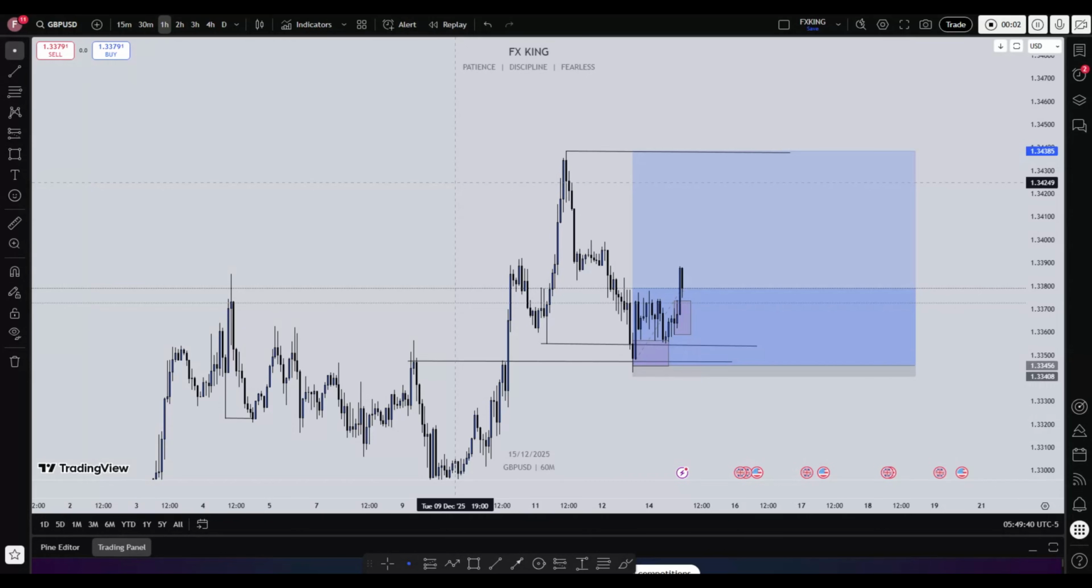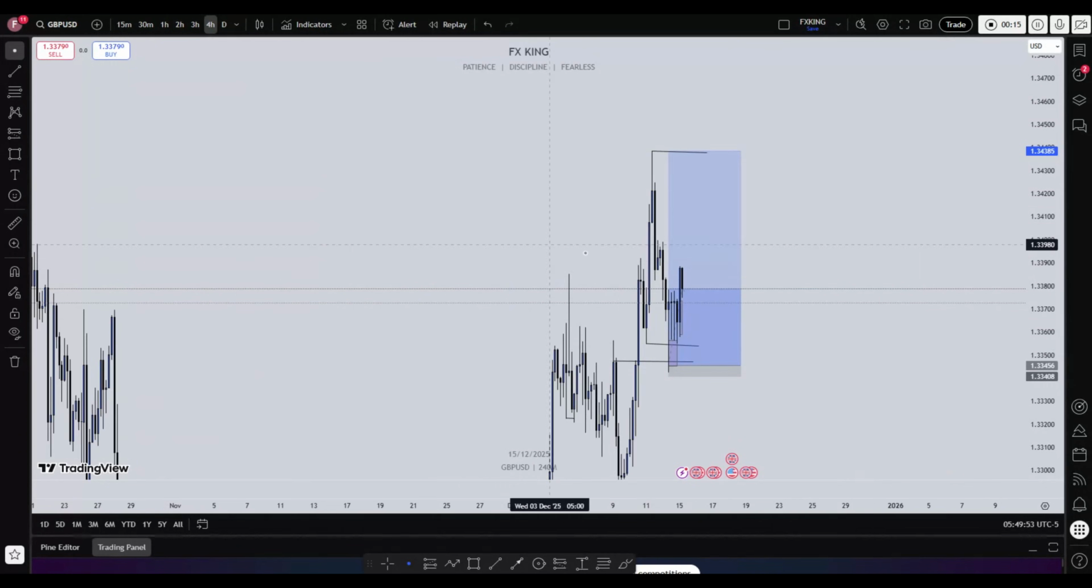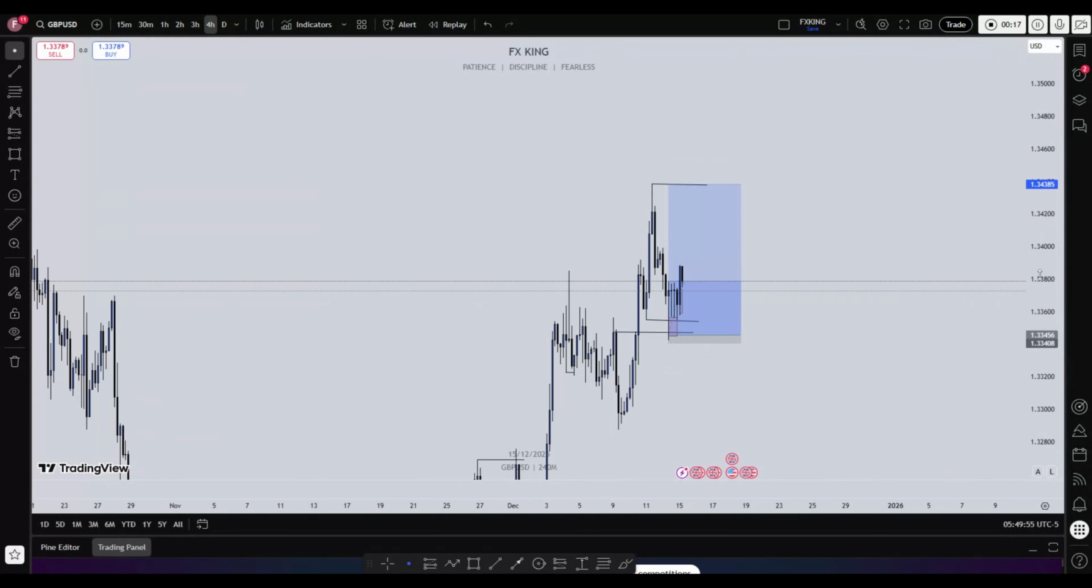So in this video, I'm going to be showing you this setup we have here on GU, and what we're expecting for GU in this series. I'm going to show you how you can get an entry into this setup and how you can make money trading this particular setup we have here. So let's start from a bigger time frame.